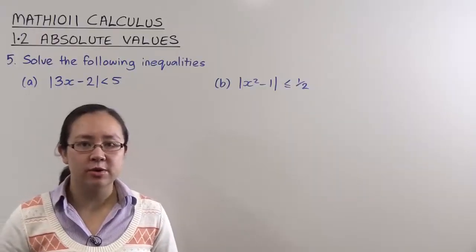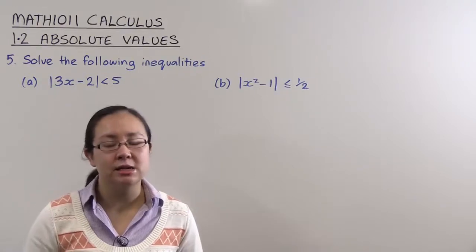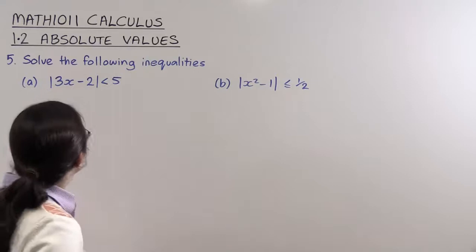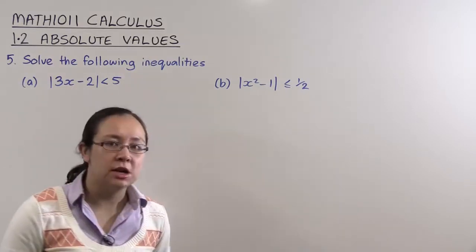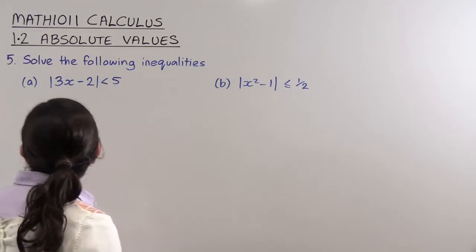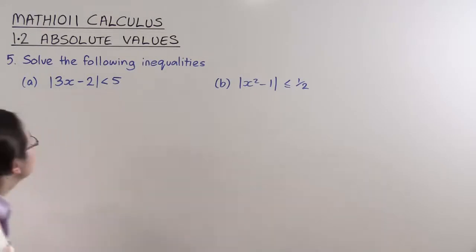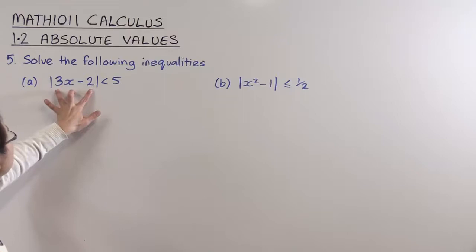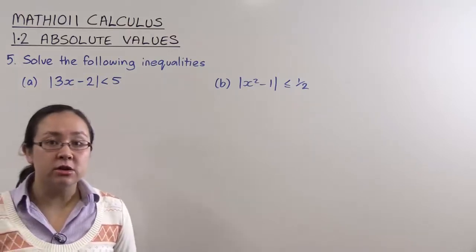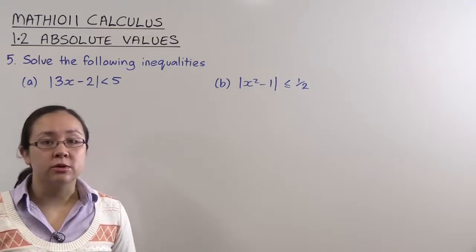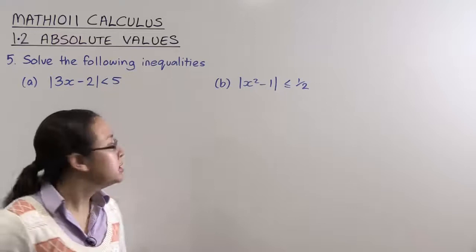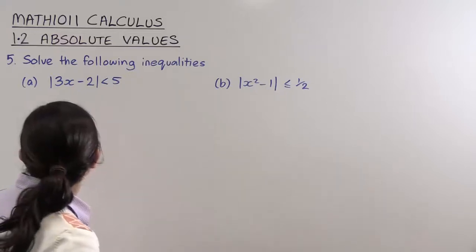Today I'm going to solve some problems from Math 101 Calculus, section 1.2 on absolute values, some parts from question 5, part A, B and one of the other parts at the end. So part A is an absolute value inequality. We're solving the absolute value of 3x minus 2 is less than 5. There's lots of ways to solve it. We could graph it. We could consider the absolute value as a distance. I'm going to solve it this particular way, but there's lots of ways to do it.